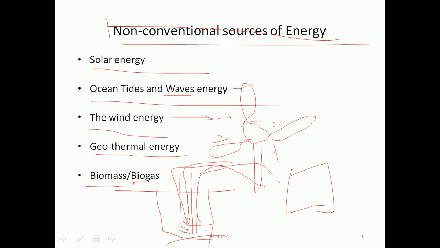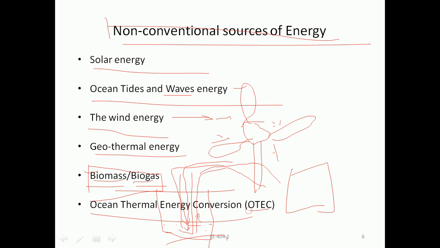Next, in villages, using vermicompost and different methods, we generate biomass or biogas. Using biogas we also generate power. To generate the heat we use biomass or biogas; the main thing is that we convert the heat energy into steam, and that steam is given to the turbines. Next, ocean thermal energy conversion, that is OTEC.